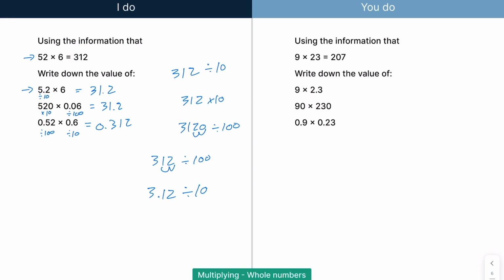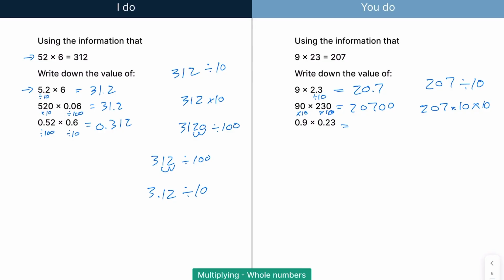So hopefully you've pressed pause and had a go at the example on the right. So looking at this, what's changed here, the 9's the same. Now the 23 has been divided by 10, so that means I'm going to take the original answer and divide that by 10, so that becomes 20.7. Now looking at the next one, this has been times by 10, and this has been times by 10. So I'm going to take the original answer and times it by 10 twice, and that becomes 20700.